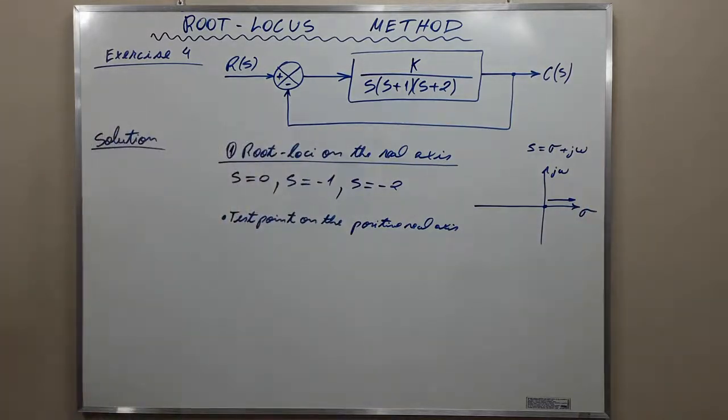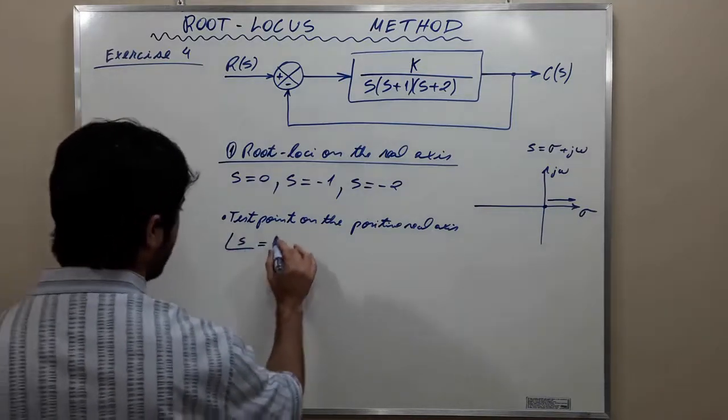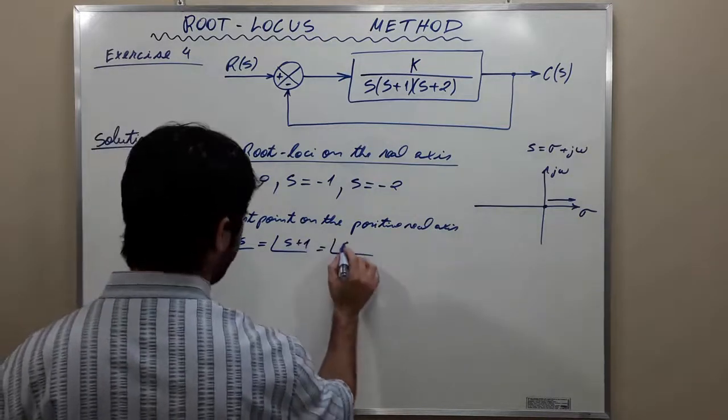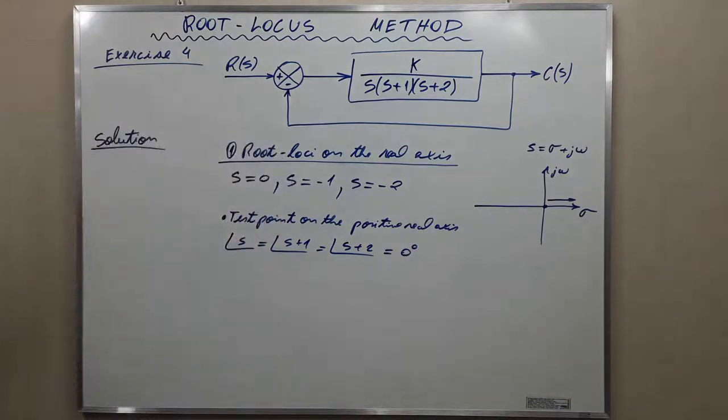If we take a test point on the positive real axis, we find that the angle of s is equal to the angle of s plus 1, which is equal to the angle of s plus 2, which is equal to 0 degrees. We see that the angle condition is not satisfied. And the conclusion is that there is no root locus on the positive real axis.